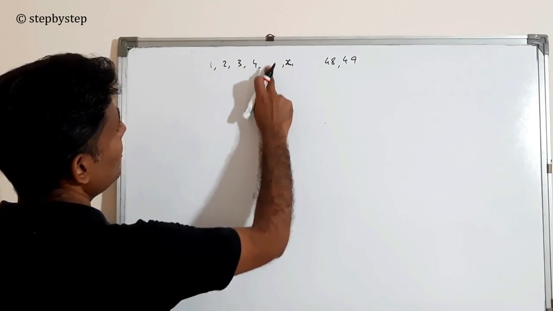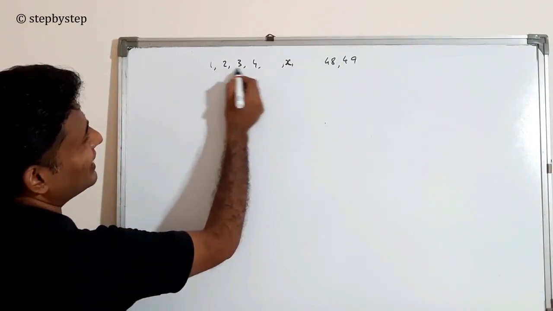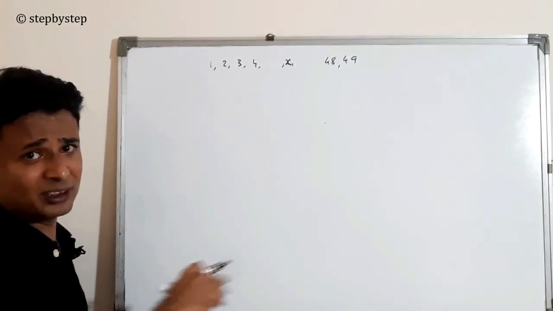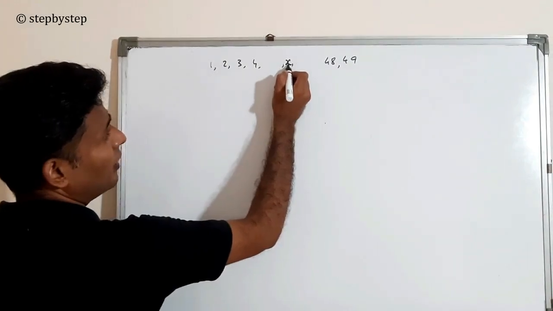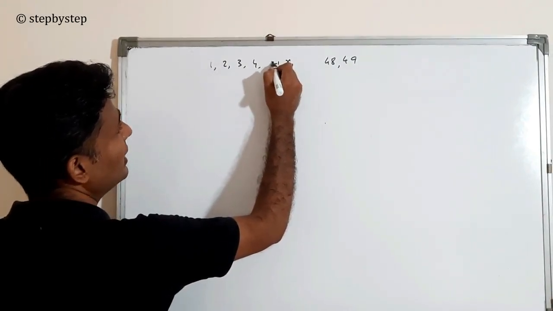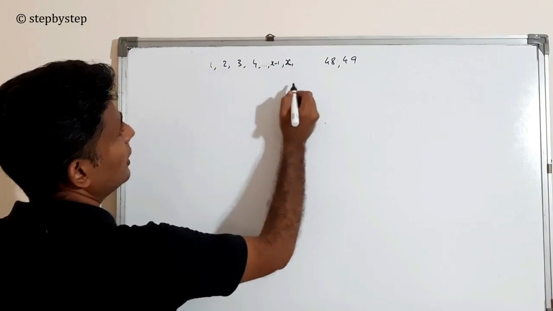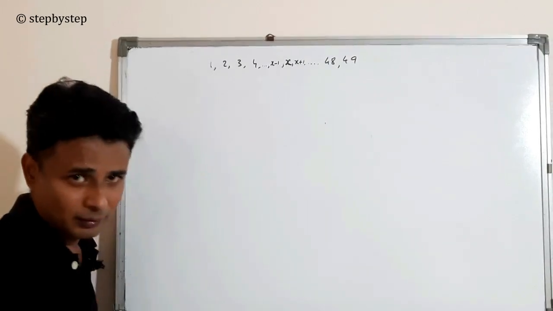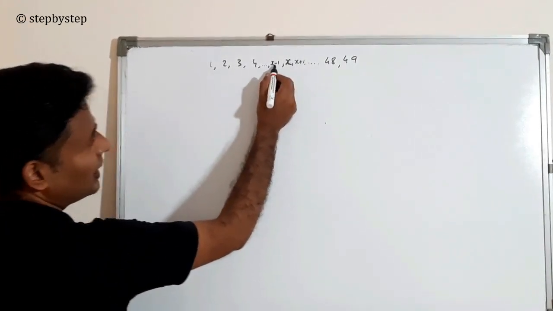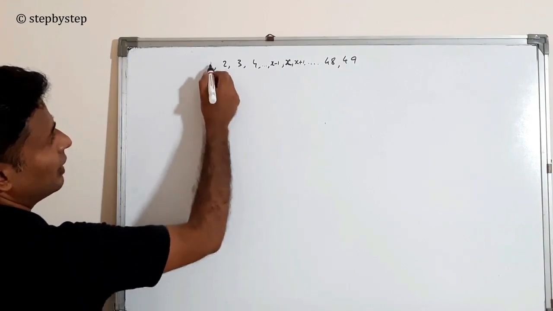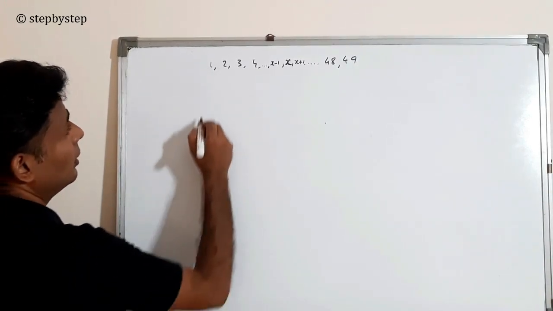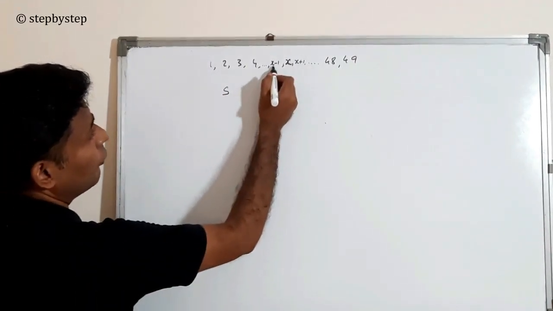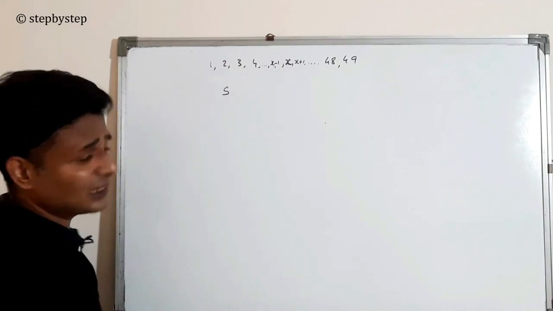Now, which will be the last term for this particular AP? It's an AP with common difference 1 because it's increasing by 1. So the previous term to x is x minus 1. And after x, the next term becomes x plus 1. So for this AP, the last term is x minus 1, first term is a, d is 1. So we have to find x. So what will be the value of n? Value of n is x minus 1.